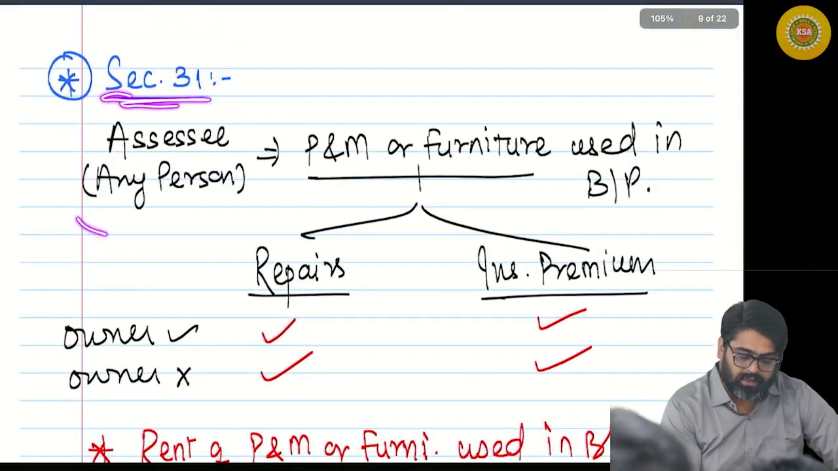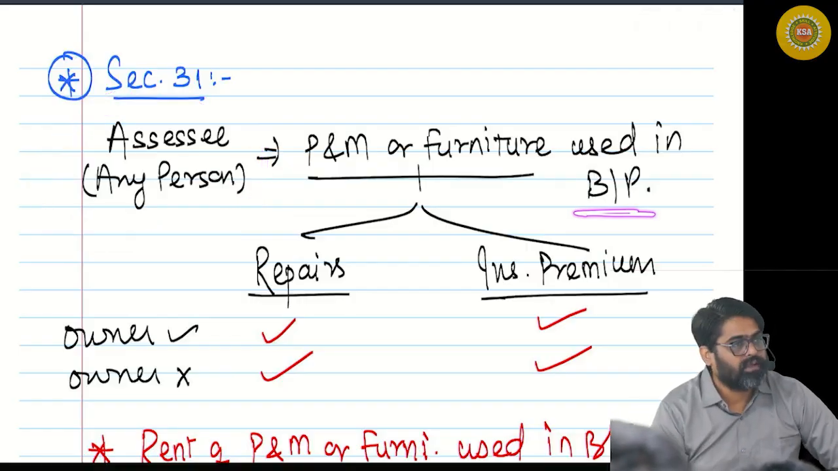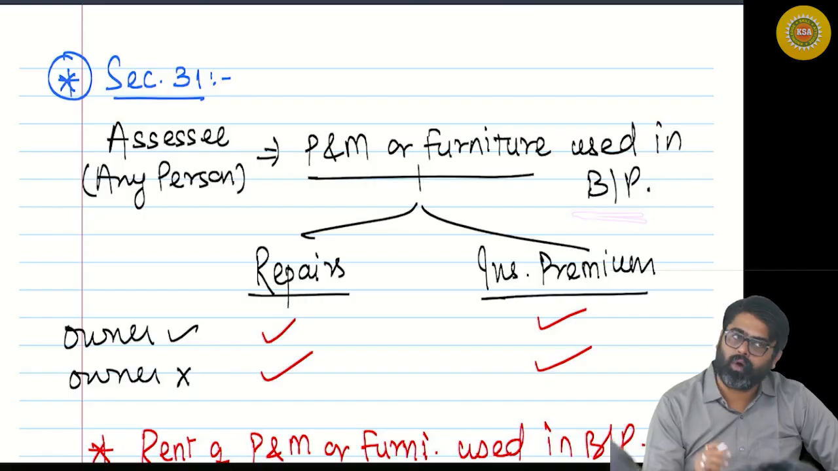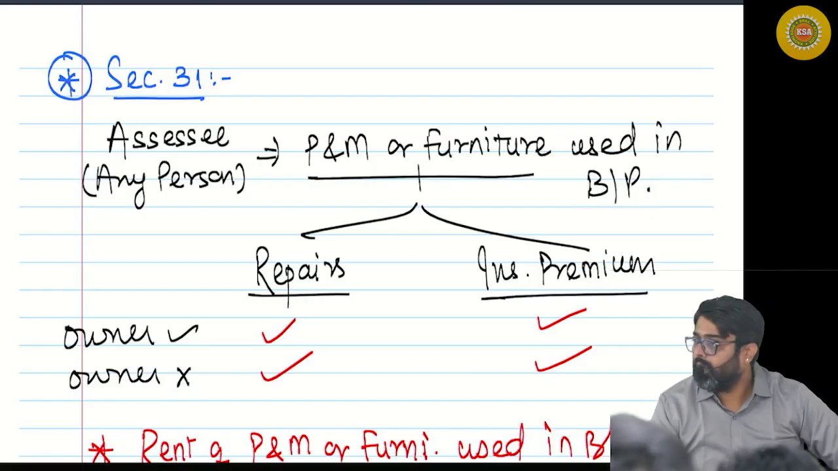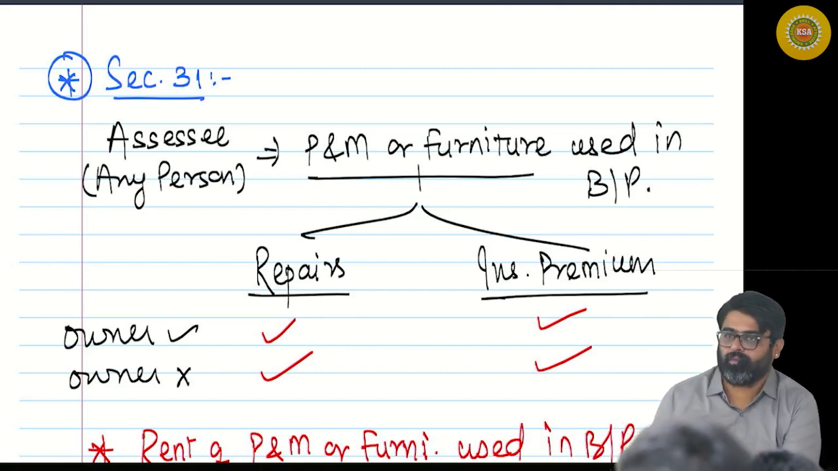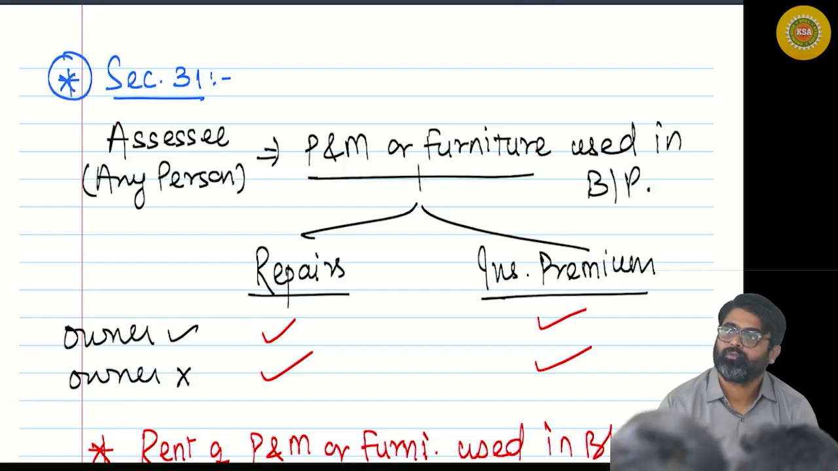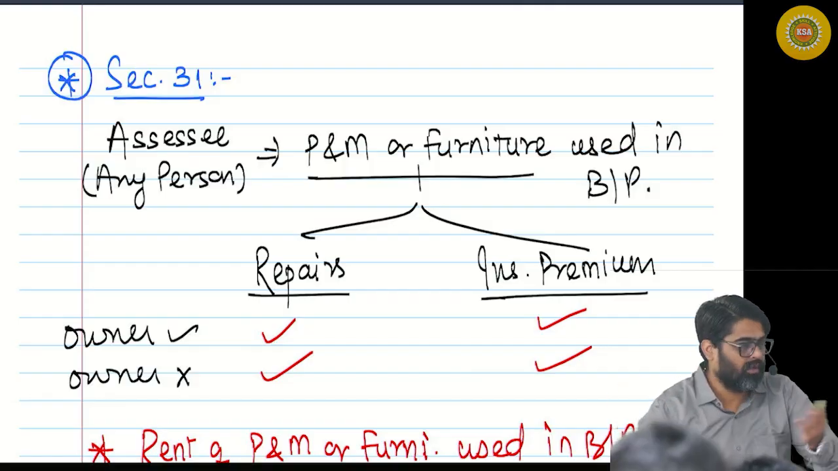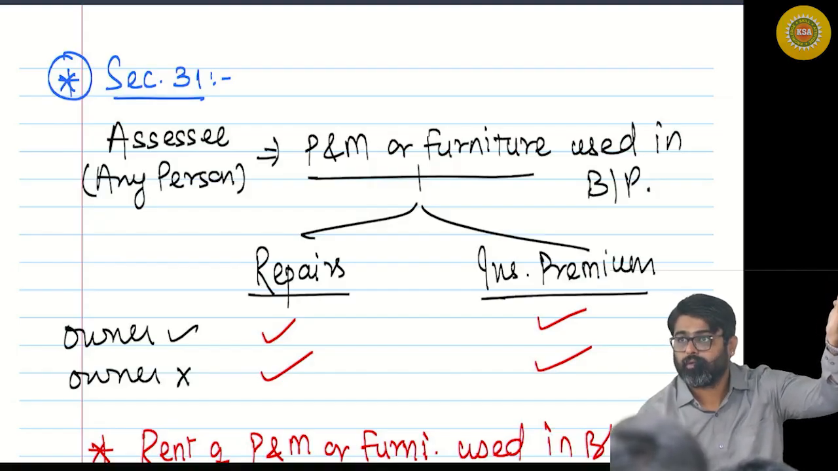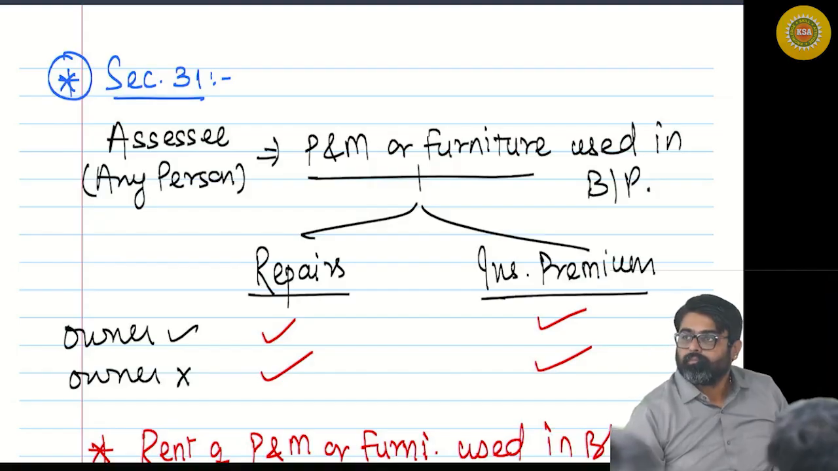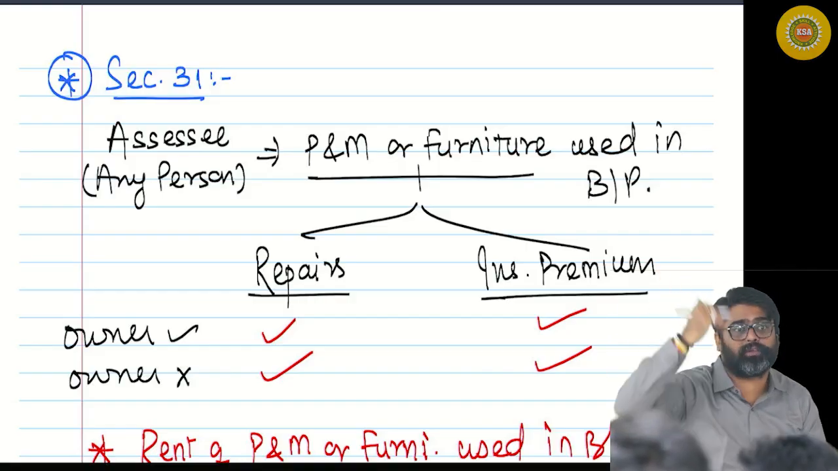Section 31 says that if you are an assessee doing any business or profession, in your business or profession, will you always use building only or other assets also? Take the example of this classroom only. Only this classroom is used in the coaching business. What about this furniture? What about this computer? These speakers? This entire sound setup, yes or no? ACs are there, fans are there, lights are there, projector is there.